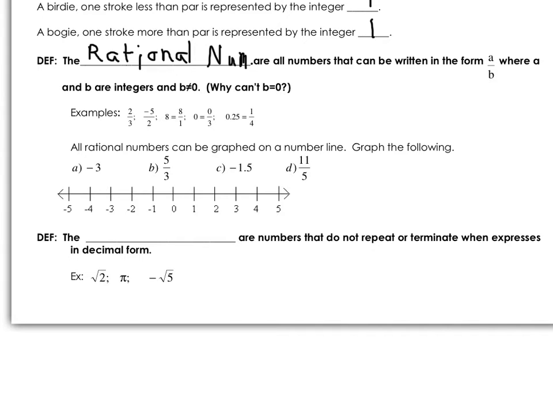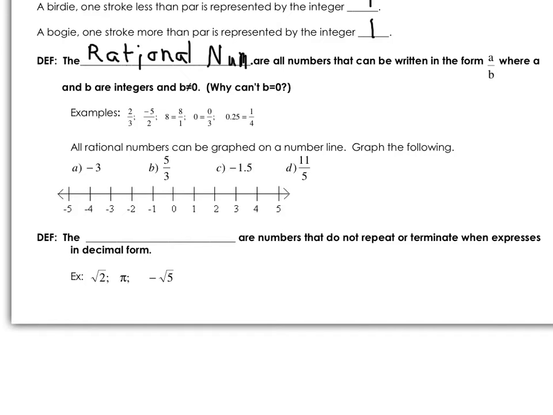So examples of rational numbers: we could have 2/3, -5 halves, 8, because 8 can be thought of as 8 over 1, 0 could be 0 over 3, 0.25 could be written as 1/4. All rational numbers can be graphed on a number line.